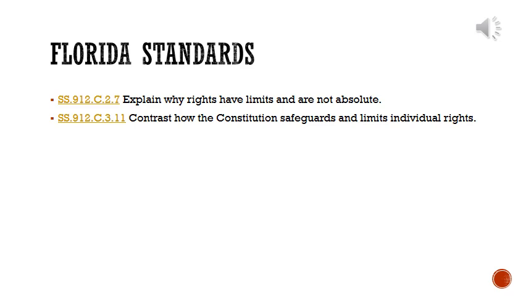Florida standards: explain why rights have limits and are not absolute, and we're going to contrast how the Constitution safeguards and limits individual rights.